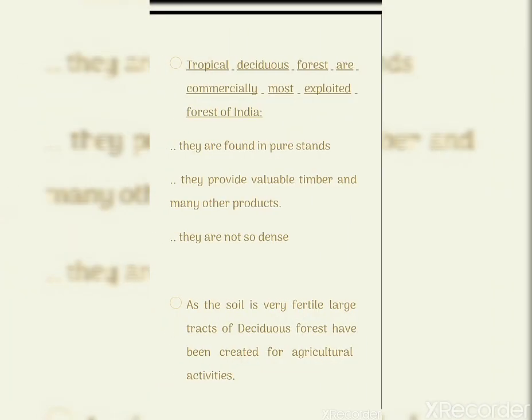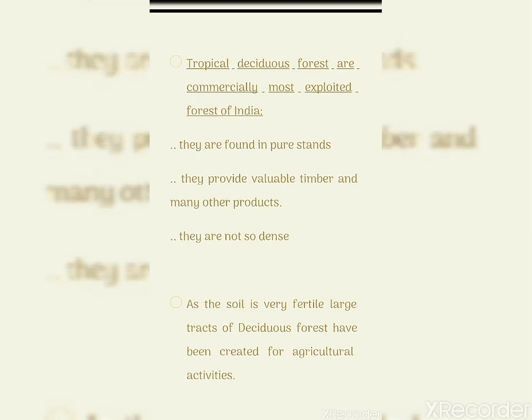The tropical deciduous forests are commercially the most exploited forests in India. The reasons are: they are found in pure stands. That means a single species of trees is found in a large area. So collection of trees is very easy for the exploiters.